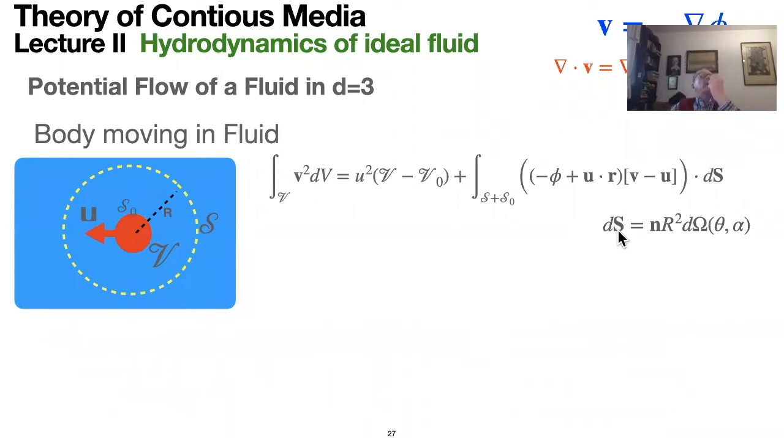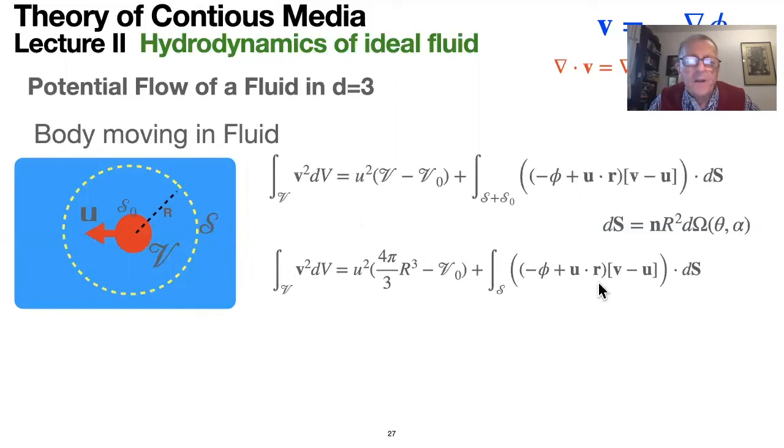an infinitesimal vector on a surface is in the direction of a normal vector times the area, R squared, times the element of the angles, which in three dimensions is a function of two angles. And in order not to confuse the velocity potential with the polar angle, the spherical angle, in these calculations I have denoted the other spherical angle by the letter alpha, because otherwise I will have two letter phis in the same equation, which will lead to confusion. So now we have this expression.